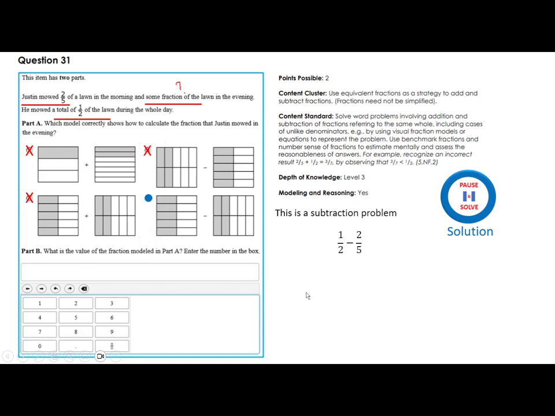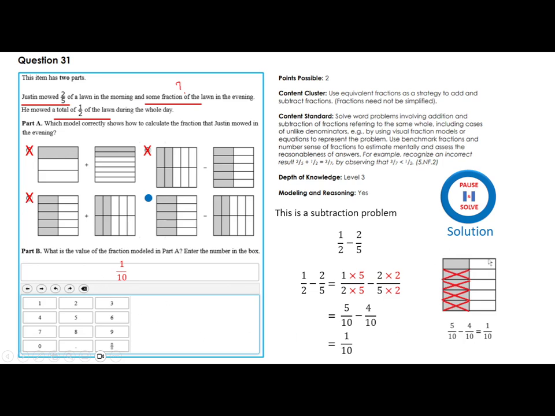So now we need to find the answer for part B. So we need to make a common denominator. For this 1/2, I multiply by 5 on top and bottom. The 2/5, I multiply by 2 on top and bottom to make 10 in the bottom. I need a common denominator of 10. So you get 5/10 minus 4/10. That's 1/10. Or you can do it this way. That's 5/10 minus 4/10. 5/10, subtract 4/10, you get 1/10.